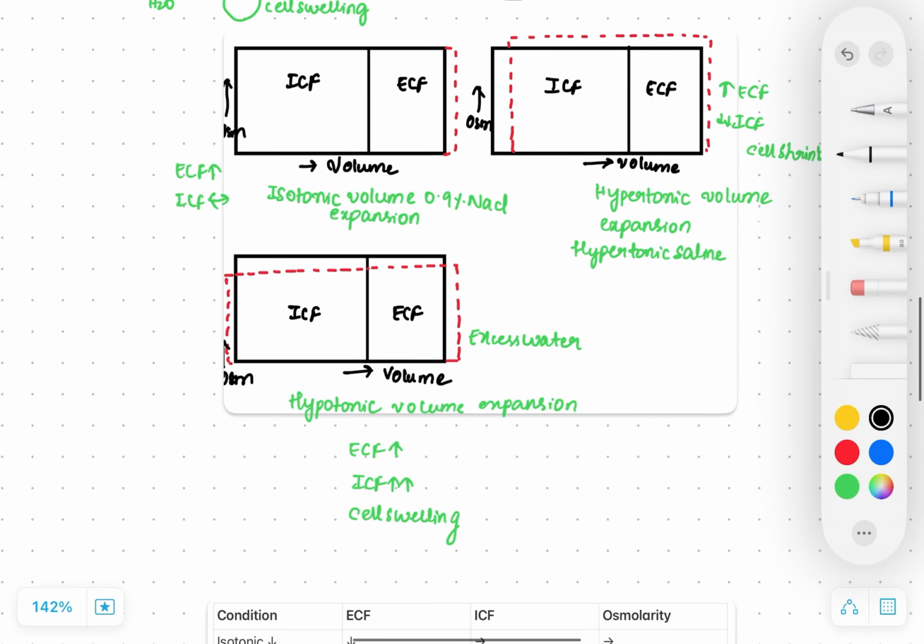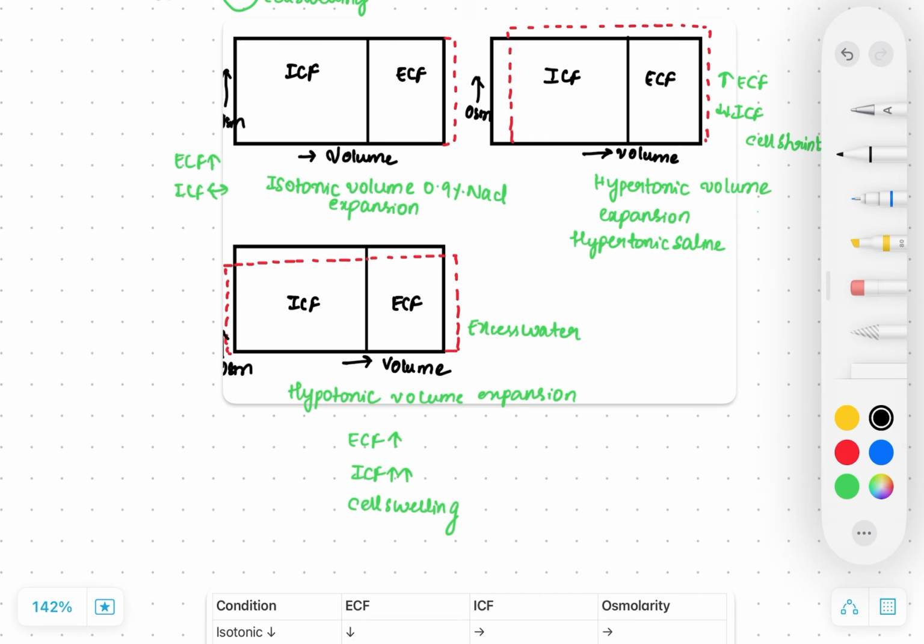Next, in the next graph, we can see the osmolarity is normal. The y-axis has not changed, the osmolarity is normal, but the volume is increased. So there is isotonic volume expansion. It will be seen if we inject intravenously normal saline, that is 0.9% normal saline, which is equal to the osmolarity of the body. So there will be only expansion of the extracellular fluid. Since there is no change in the osmolarity, the intracellular fluid compartment remains normal.